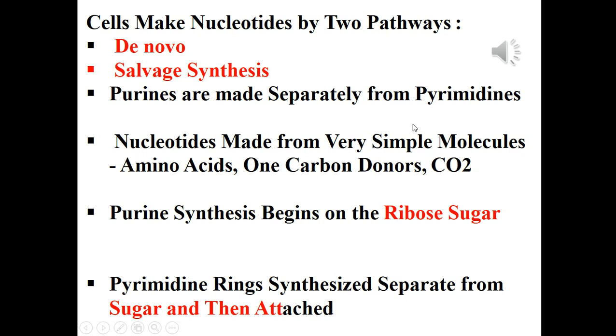Cells make nucleotides by two pathways, de novo synthesis and salvage synthesis. Purines are made separately from pyrimidines. Nucleotides are made from very simple molecules: amino acids, one-carbon donors, and carbon dioxide. Purine synthesis begins on the ribose sugar, while pyrimidine rings are synthesized separately from the sugar and then attached.